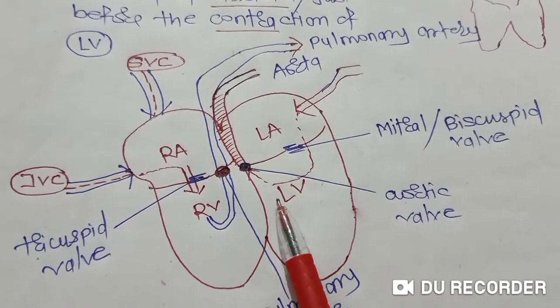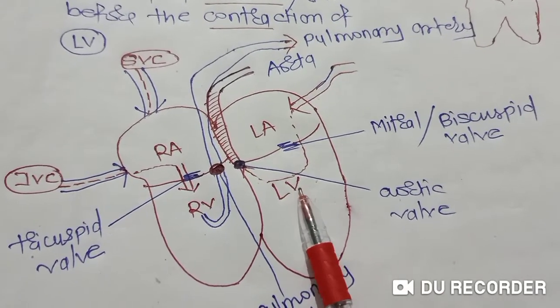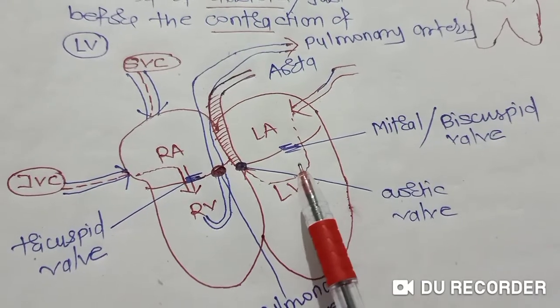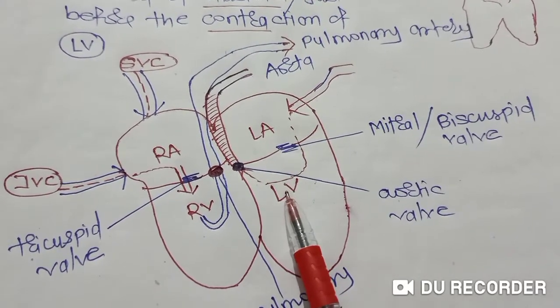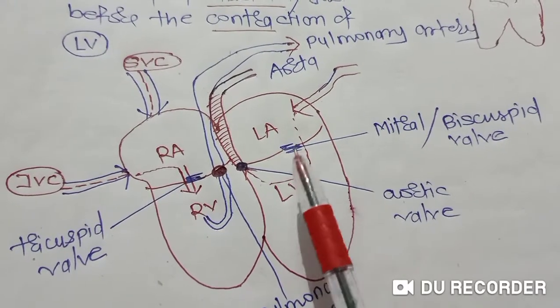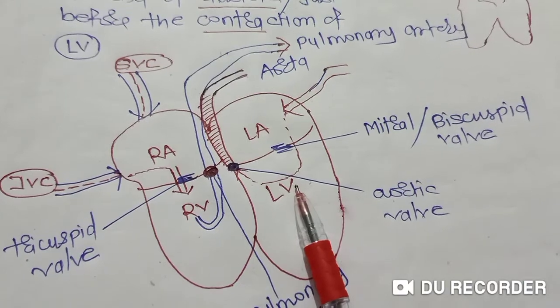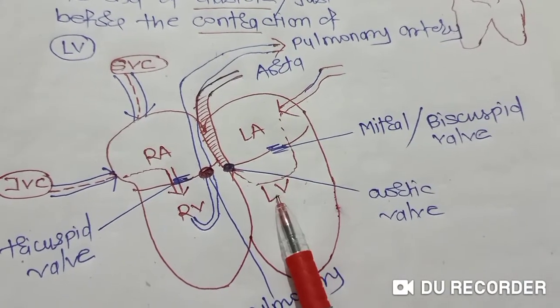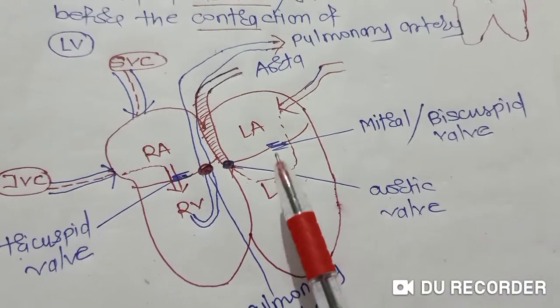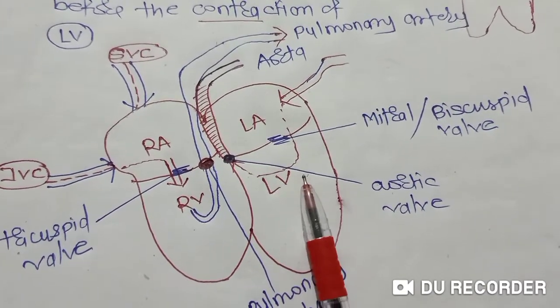So what is preload? Preload is the amount of blood present in the left ventricle at the end of diastole or just before the contraction of the left ventricle, and that is called the preload.